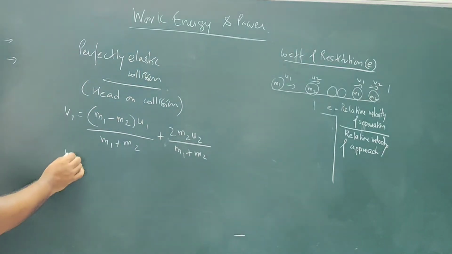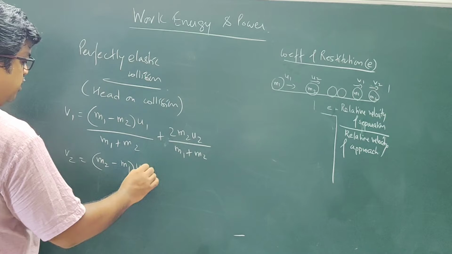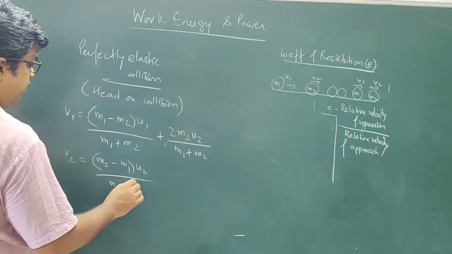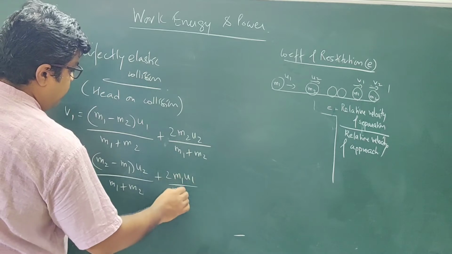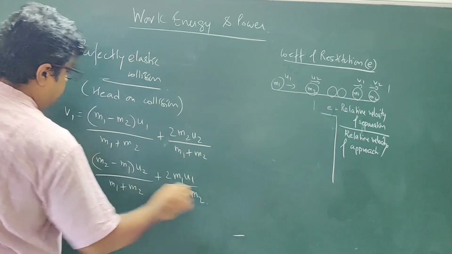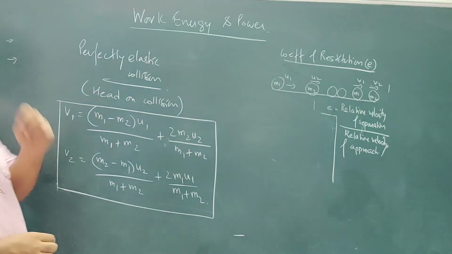Similarly, V2 is equal to (M2 minus M1) U2 divided by (M1 plus M2), plus 2 M1 U1 divided by (M1 plus M2). This is a very important formula. You must remember this formula.